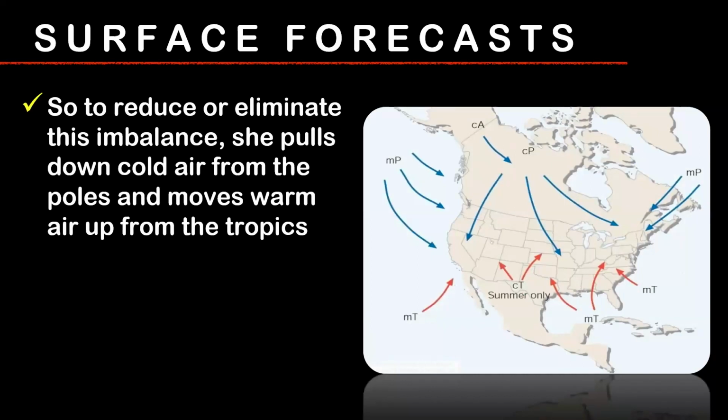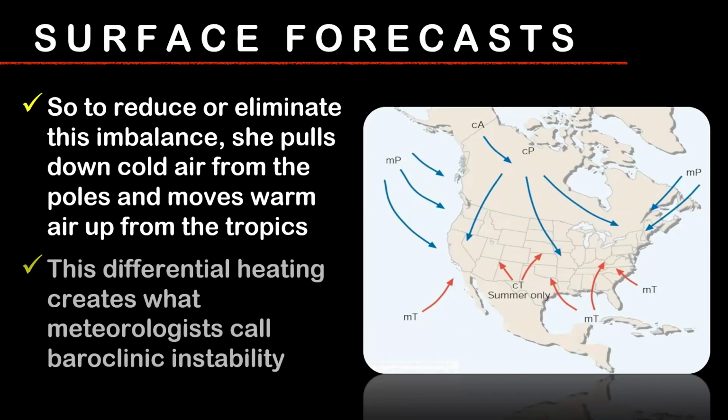To reduce or eliminate that imbalance due to the unequal heating of the Earth, she'll bring down cold air from the poles and move warm air up from the tropics. Sort of like a weather shell game that she's playing in order to bring things back to equilibrium. This differential heating creates what meteorologists call, very fancy term, baroclinic instability.